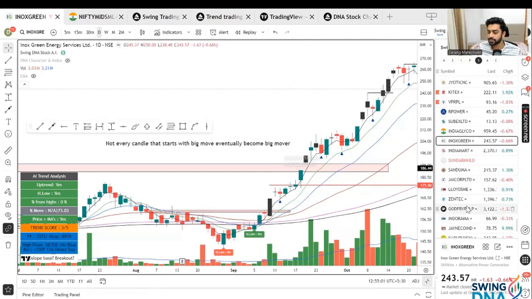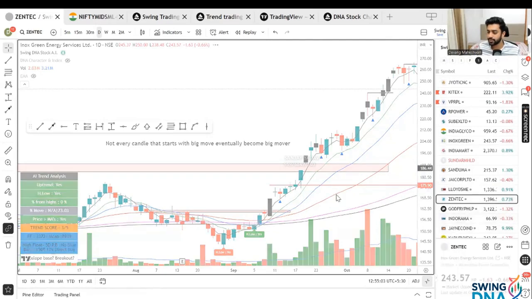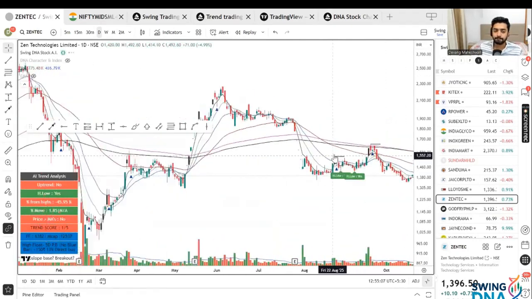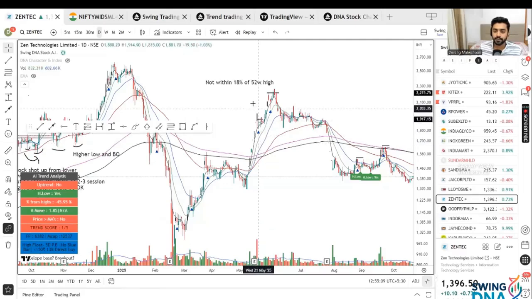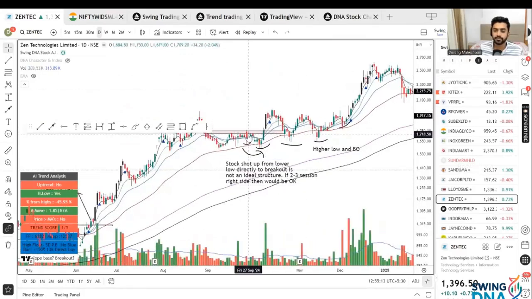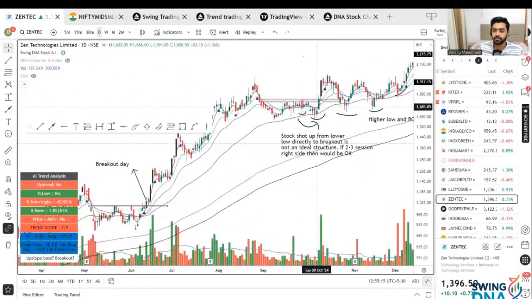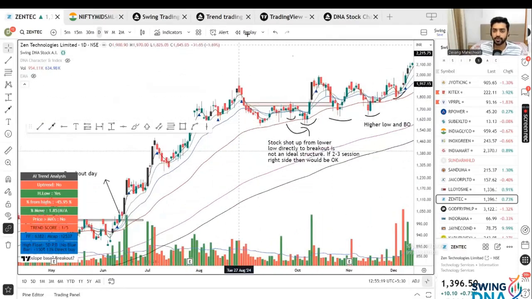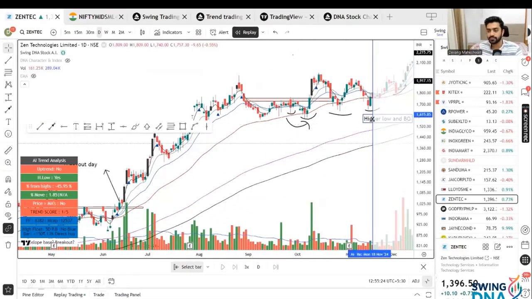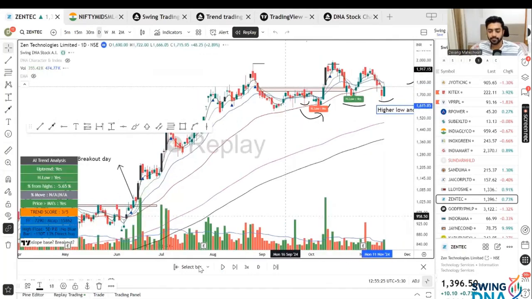Sanduma discussed Zentek, let's see. Yeah, nothing, this is downtrend only. Look up this here. This was an up down base, but it did not progress. Okay. So it was a lower low also, I think. Let's see. Let's analyze it up here.